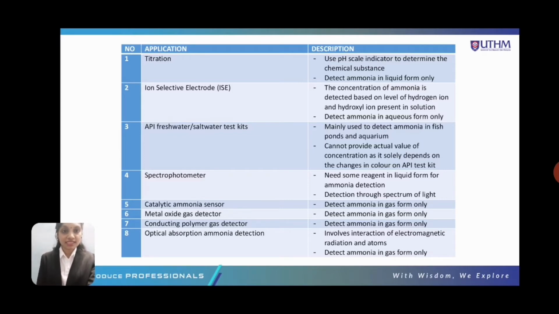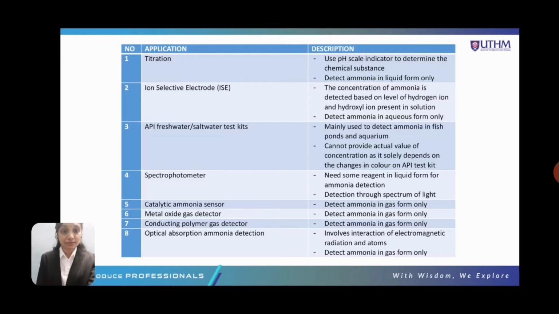The third method is API freshwater or saltwater test kits. This method is mainly used to detect ammonia in aquariums or fish ponds. It cannot provide accurate or actual data of concentration, as it solely depends on the changes of color on the API test kit. The fourth method is the spectrophotometer.